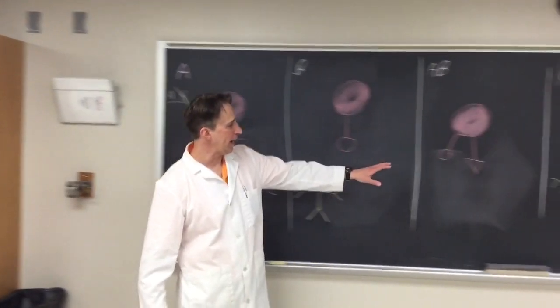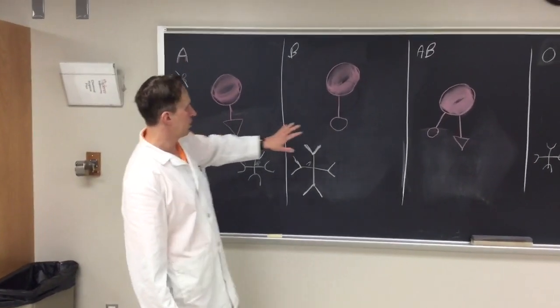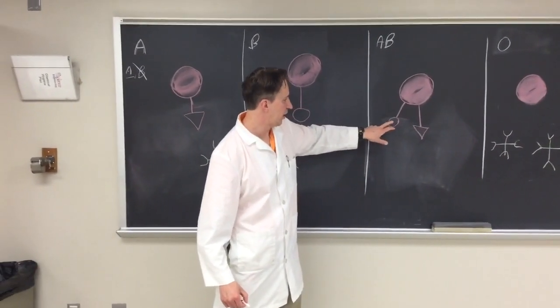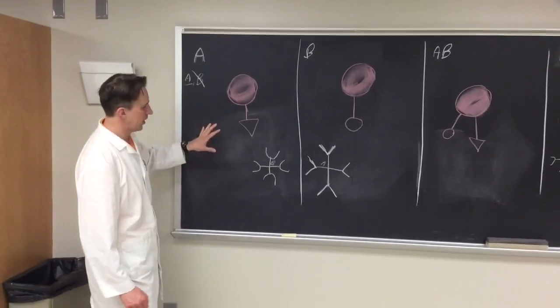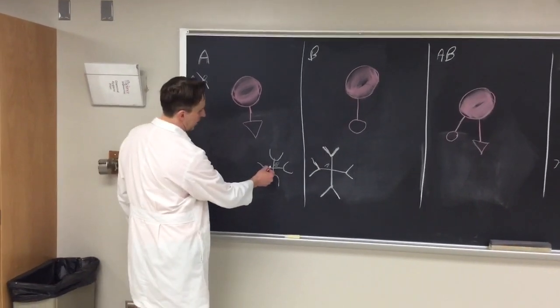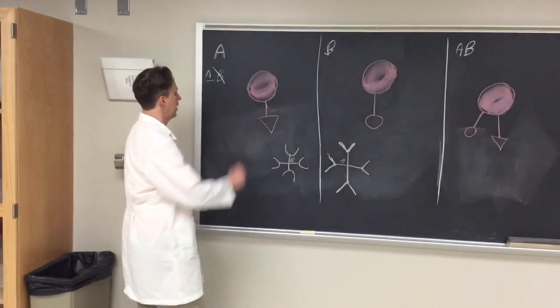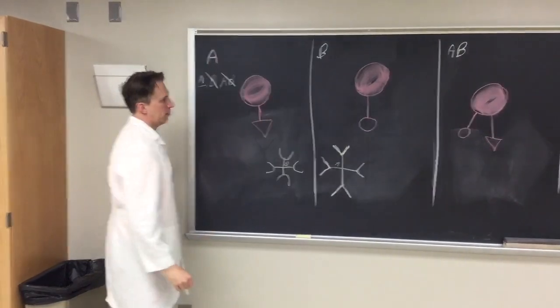Can they take from AB? If you look at a person's blood type with AB, remember they have two different antigens, antigen A, antigen B on their red blood cell. If you introduce that to your bloodstream, your antibodies will agglutinate and attack and attach to their blood. So type AB, we cannot put that in our body.